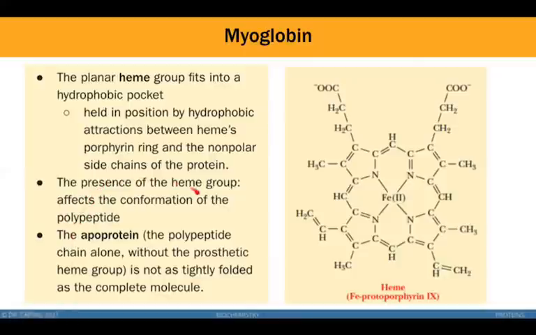The presence of the heme group also affects the conformation of the polypeptide. The apoprotein refers to the polypeptide chain alone without the prosthetic heme group. If we remove the heme group from myoglobin, that is what we call the apoprotein. This apoprotein is not as tightly folded as the complete molecule. So this means that heme plays a role in the conformation of myoglobin. It's not just the composition of amino acids, but also the heme.